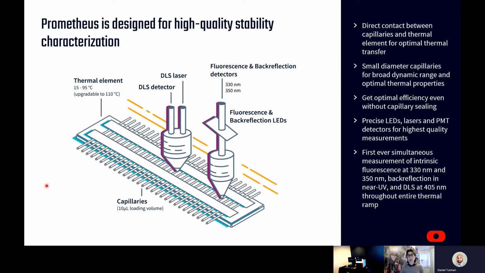As the capillaries are heated, the entire tray is going to move beneath the optics in the instrument, which are constantly scanning and acquiring data points to allow for simultaneous measurements of protein unfolding, aggregation, and particle sizing, or DLS, in a single thermal ramp. There are two optical heads in the Panta, one that holds the fluorescence and back reflection LEDs and their respective detectors, and the second houses the DLS laser and its detector.